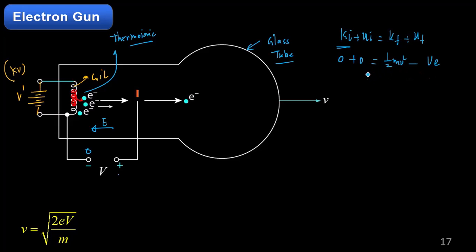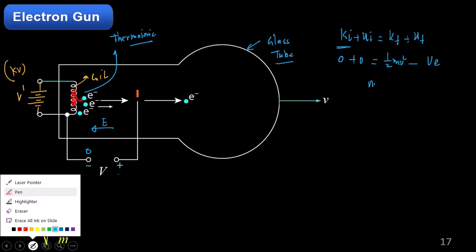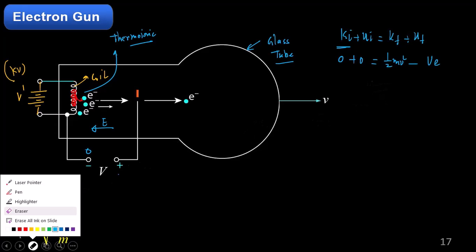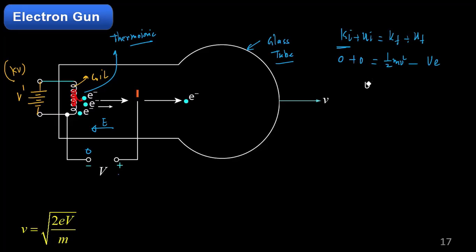So I can solve this. V should be equal to... v equals root of 2eV by m. The velocity of the electron is also under the root of 2eV by m. So this is the velocity that you can obtain from the electron part.